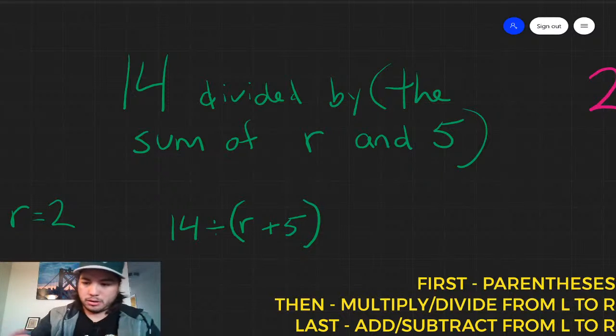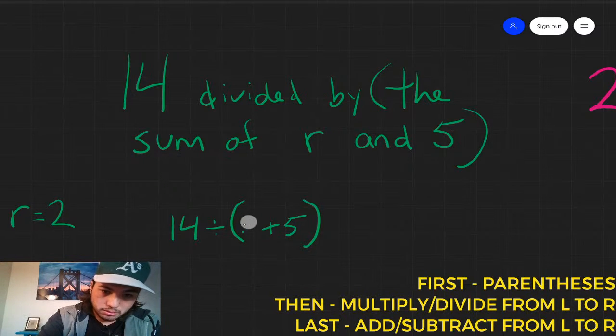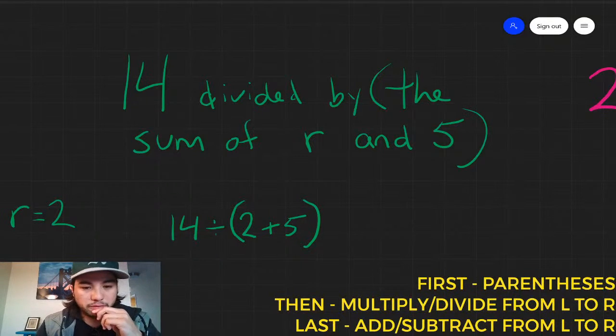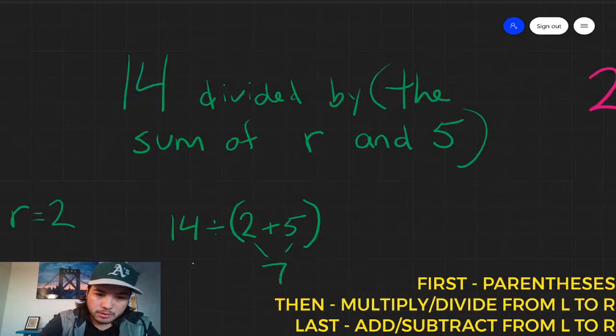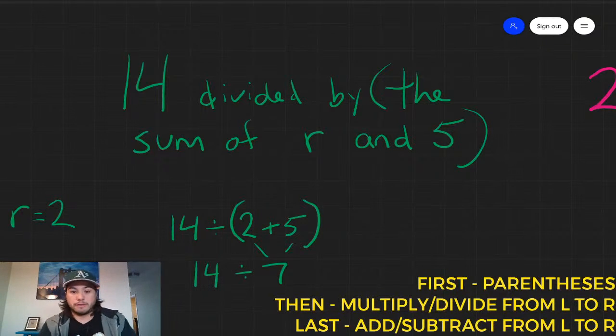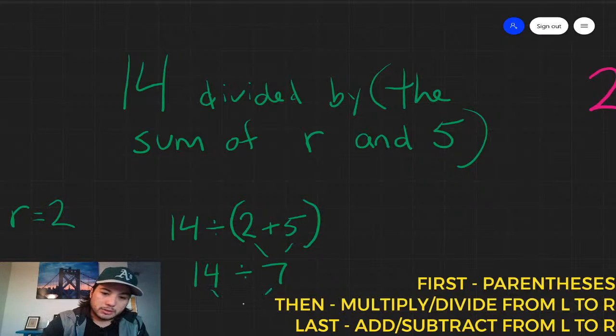And I'm seeing here, yep, exactly. So we take out that r and put in a 2, because r equals 2. And then we have 2 plus 5 is 7. And we have 14, keep the 14, divided by 7, and that simplifies to 2.